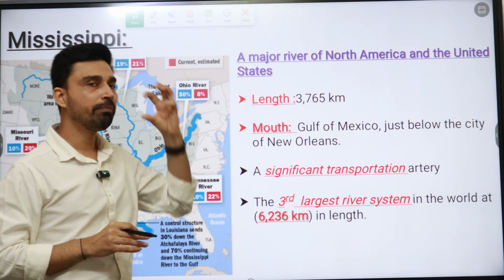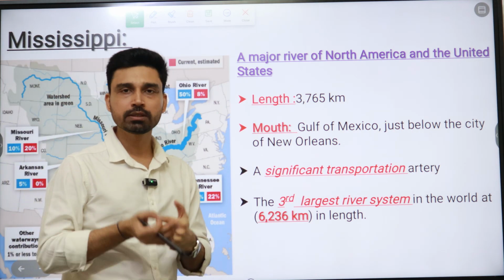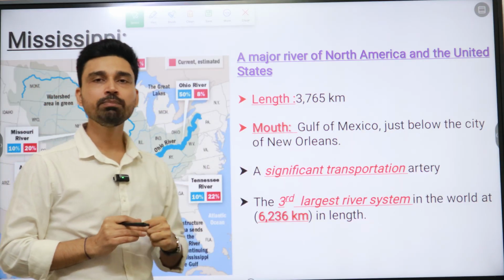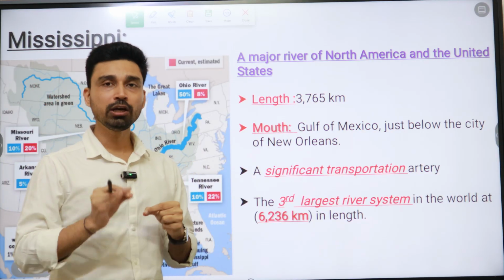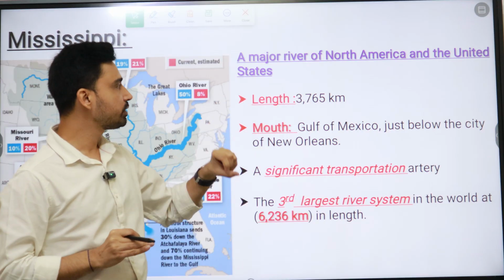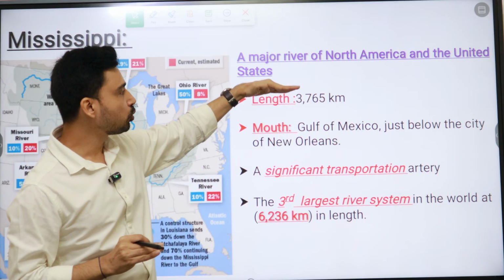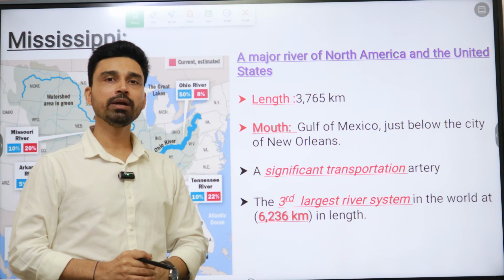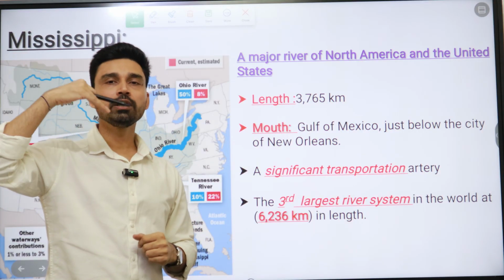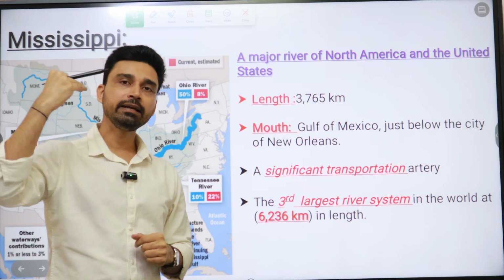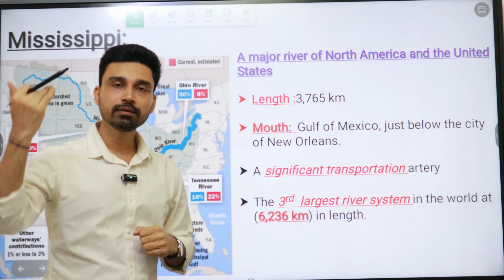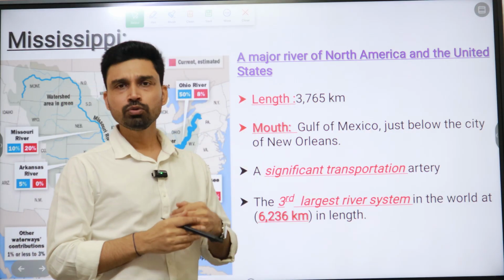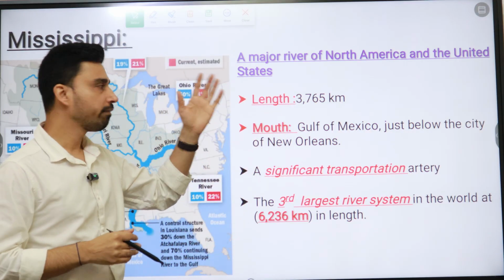Now, coming to the major river of not only the US but the entire North America, that is called the Mississippi River. Mississippi is also the second longest river as far as the US is concerned. Its total length is about 3,765 kilometers. You can compare that, it is even longer than the Indus River. It is longer than the Brahmaputra River. It is even longer than, obviously, the Ganga River. So, much longer than any river we have in India.